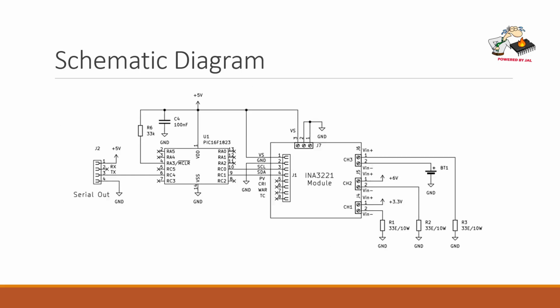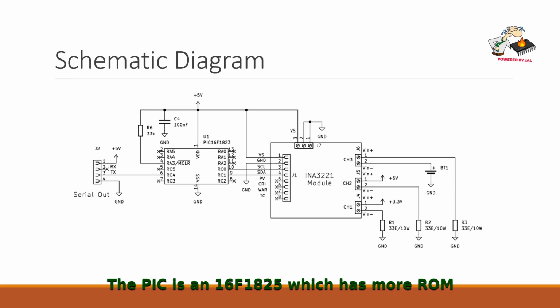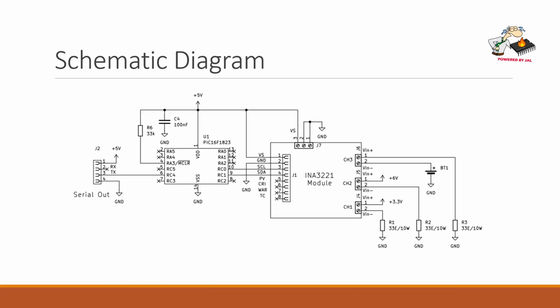And for this demonstration I'm using the following setup. On the left you see the PIC microcontroller and the connection to the serial interface, and in the module that you see on the right there are three types of connections. Channel 1 is connected to 3.3 volts with this load resistor of 33 ohms. Channel 2 has the same type of connection but has a 6 volt input.